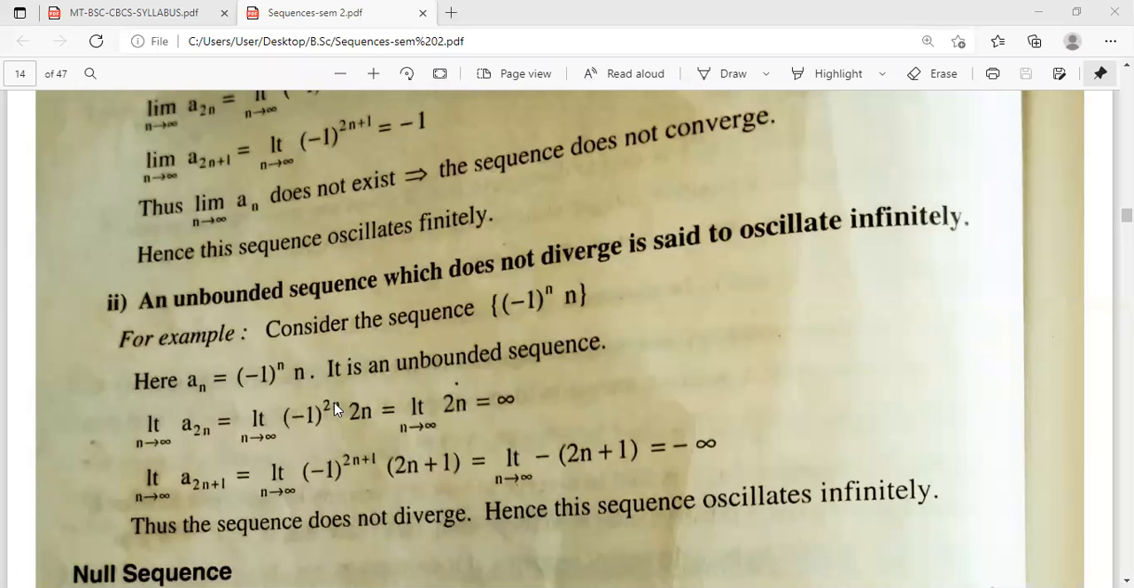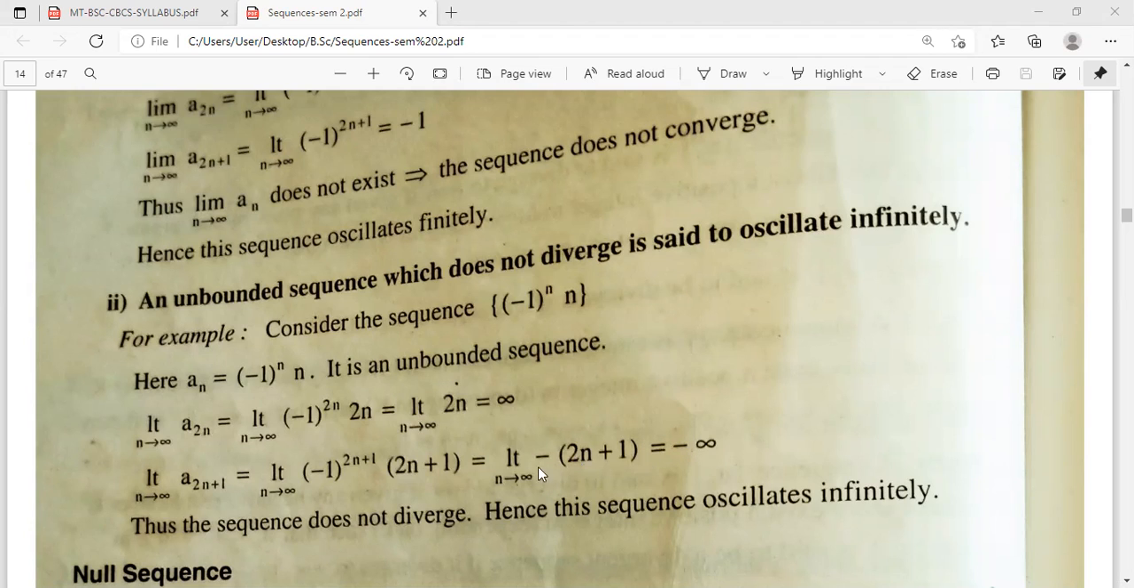Already 2n is an even number, so we are going to get plus 1 into 2n as n tends to infinity, that is 2 into infinity, which equals infinity. Here also, in the same way, the limit of a_{2n+1} as n tends to infinity: wherever n is there, we replace it by 2n plus 1. In the first case we get minus 1 to the power of 2n plus 1, which is minus 1, into 2n plus 1 as n tends to infinity, which equals minus infinity.